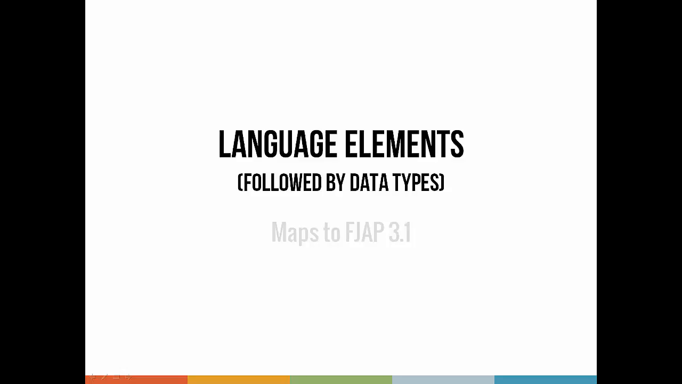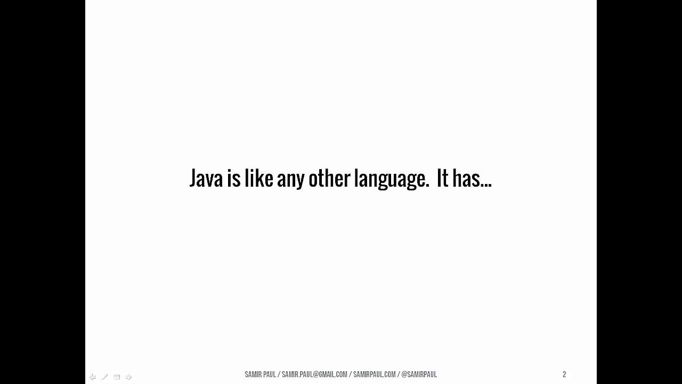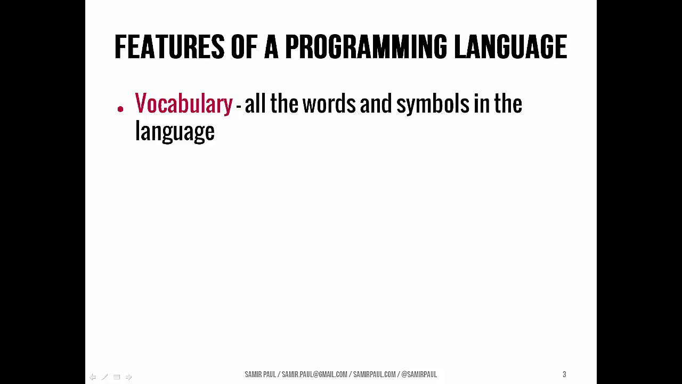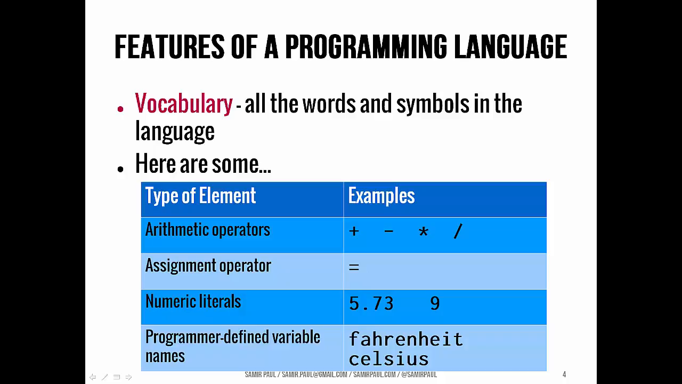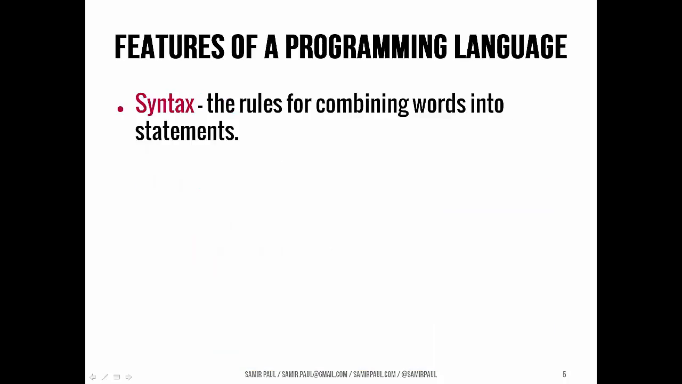When we talk about Java as a language, that we're learning a language right now, that's not a figure of speech. That's reality. It's helpful to think about what types of features Java has in common with other languages that we might be more familiar with. First off, Java clearly has a vocabulary. All the words and symbols in a language. It has punctuation, it has letters, it has numbers, it also has syntax.